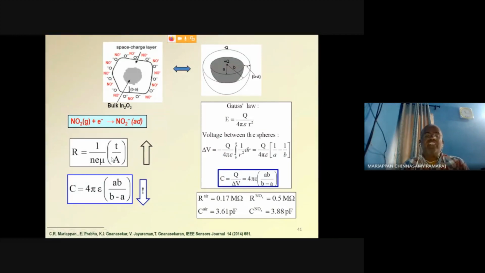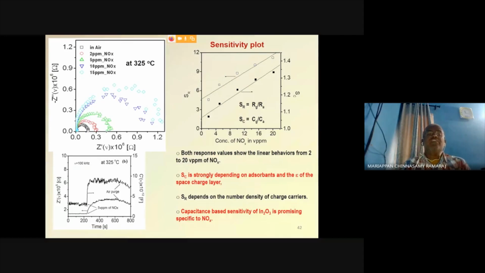That means we can monitor two electrical quantities here. So then we changed the different concentrations, and we found that the changing resistance and the changing capacitance both give a linear response. That means the sensitivity is very good, and it is linear, which is what we need because we have to monitor this concentration. The TLV of NOx is 25 ppm.